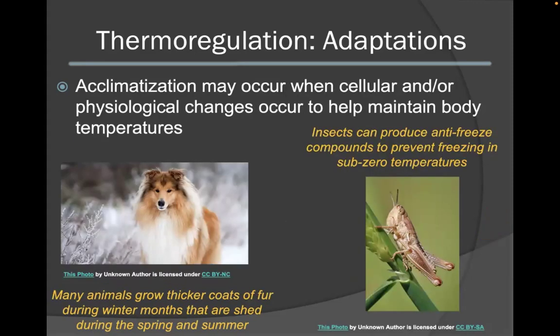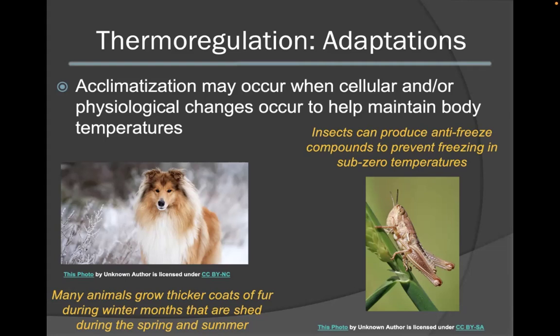Acclimatization occurs when there are cellular physiological changes within the body to help maintain body temperatures. For instance, many animals typically will grow thicker coats during the winter months to help keep them insulated during the cooler temperatures. This thicker coat is then shed during the spring and summer to also help regulate body temperature.